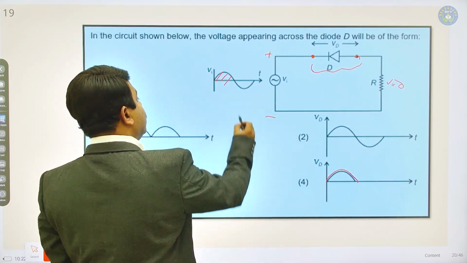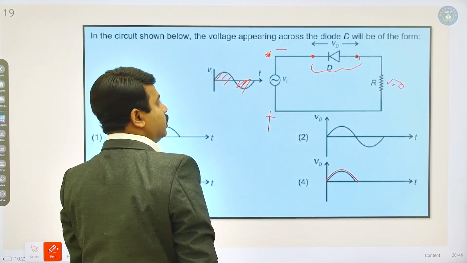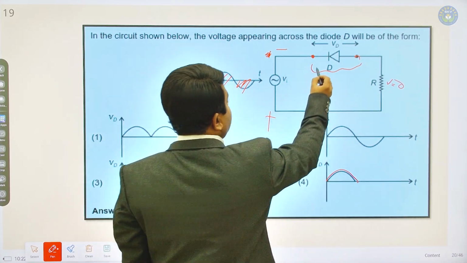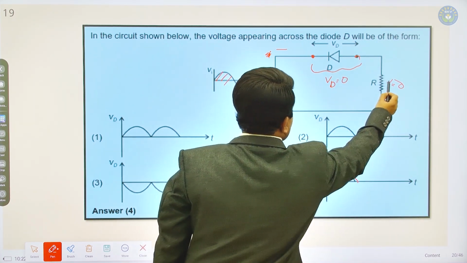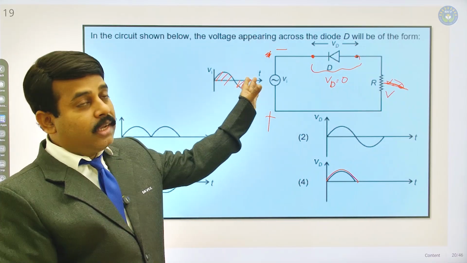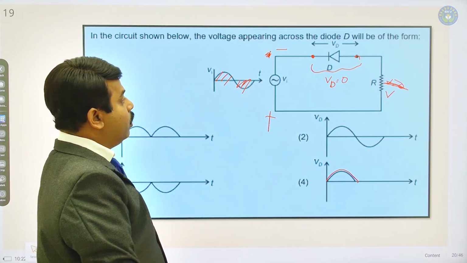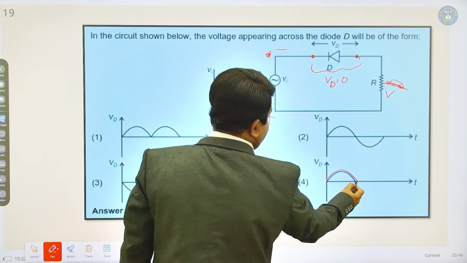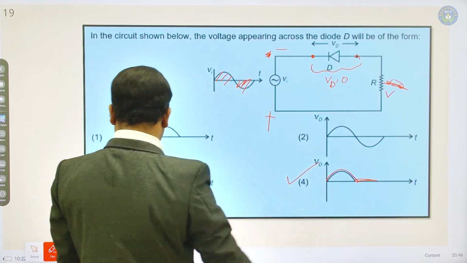But during the negative half cycle, this end becomes negative, this end becomes positive. Then the diode will conduct effectively. That means the voltage drop across the diode is 0, but here across the other element a voltage will appear. But the question asks the voltage drop across the diode, so in the second case there is no voltage drop. Then option 4 is correct, right?